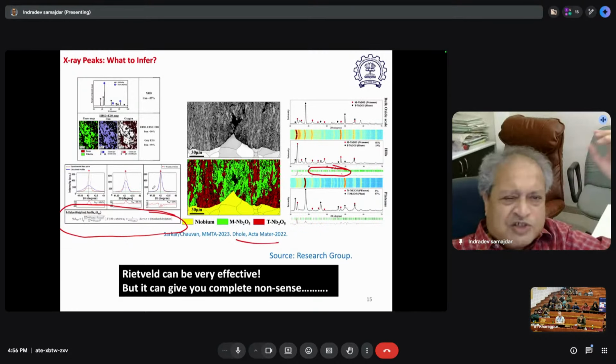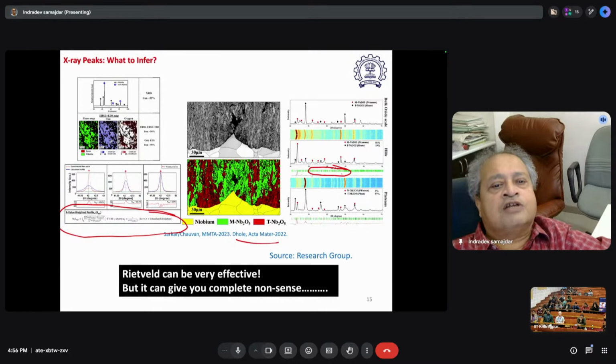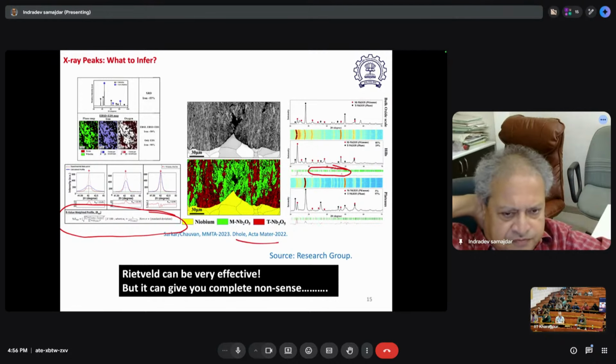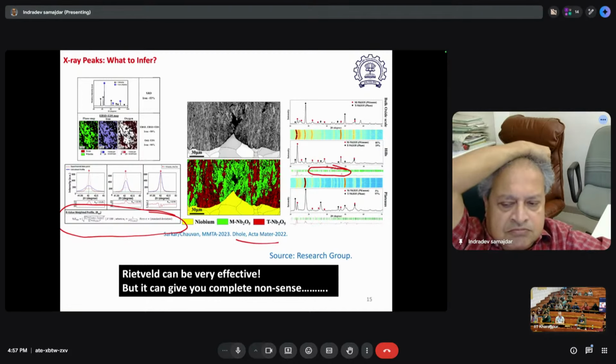Why do you go through all these problems? This is your EBSD. This is iron and oxide. This is your iron map. This is your oxide map. You will be noticing that everything is identified as iron, but some of them, even with whatever indexing you do, this distinction needs to come with composition. Now, Rietveld is extremely effective, but it can give you complete nonsense like any other technique.